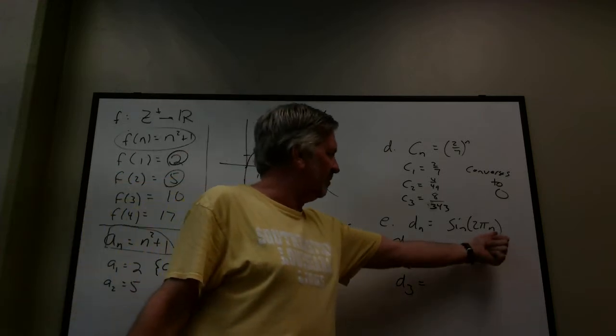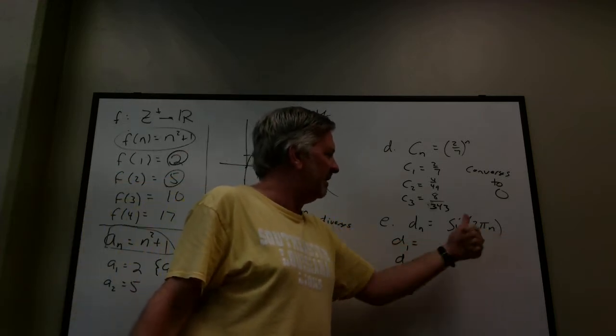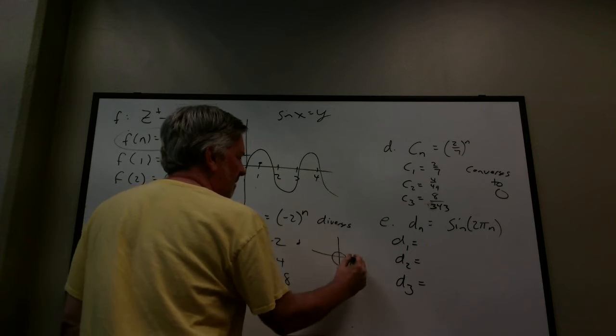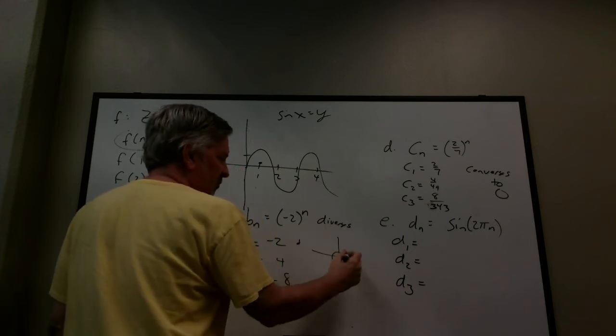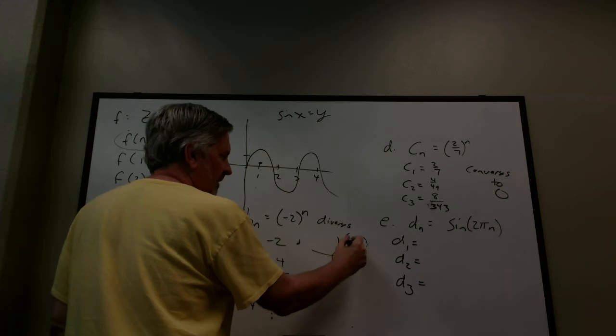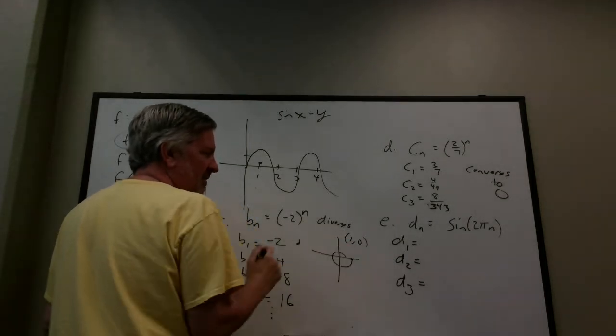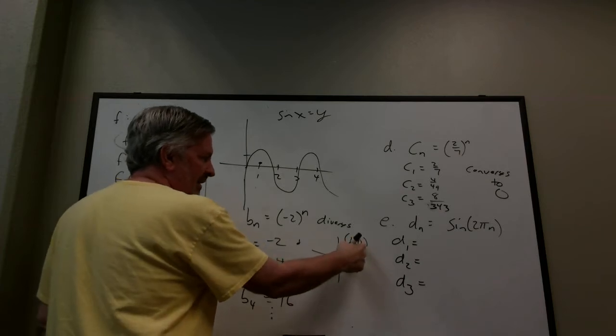Well, let's plug in n equals 1. What's sine of 2 pi? Well, 2 pi is 1 complete revolution, right? If you use the unit circle, pick the number 1 unit away, that's (1, 0). Remember, cosine is the x value, sine is the y value. Sine of 2 pi is 0.